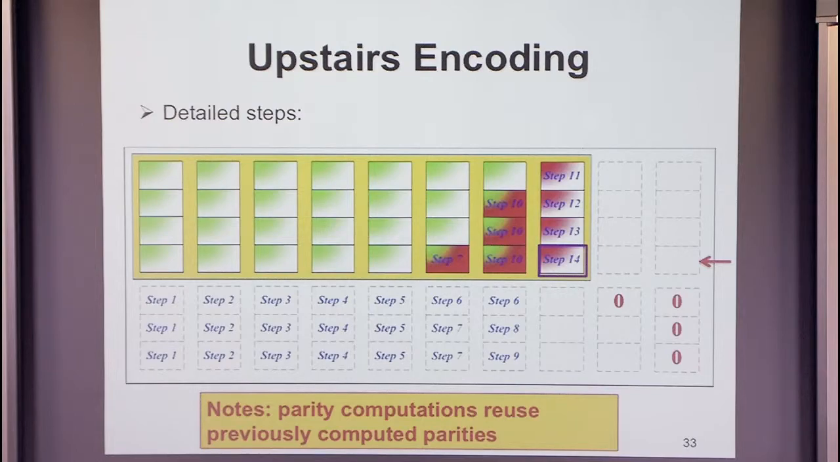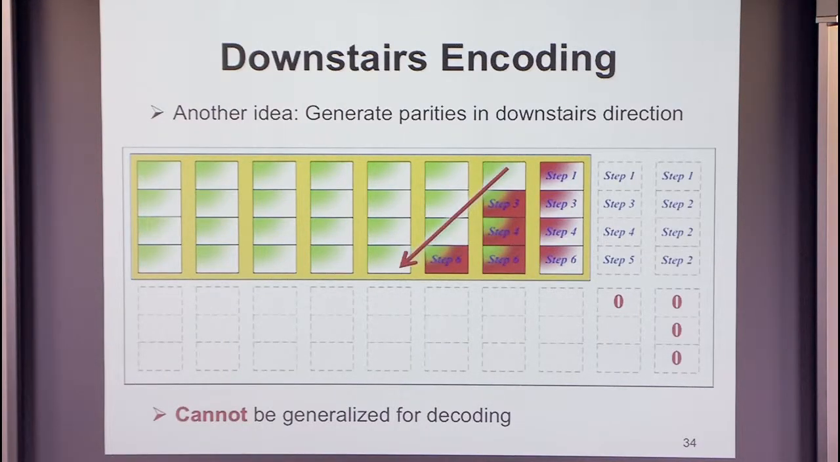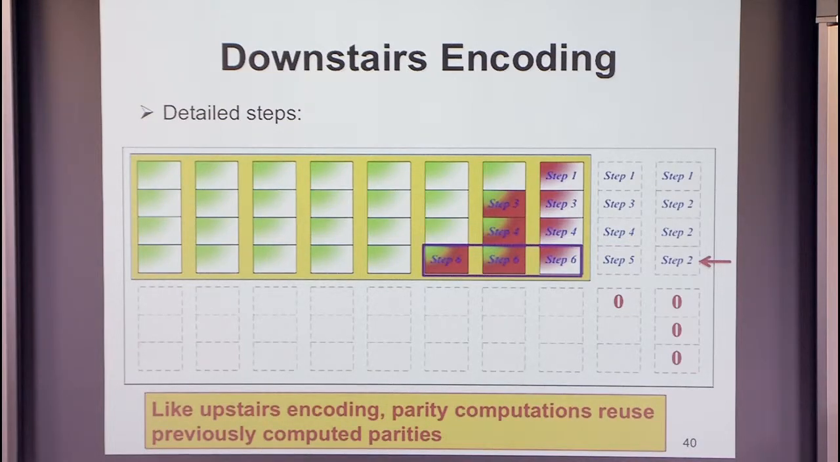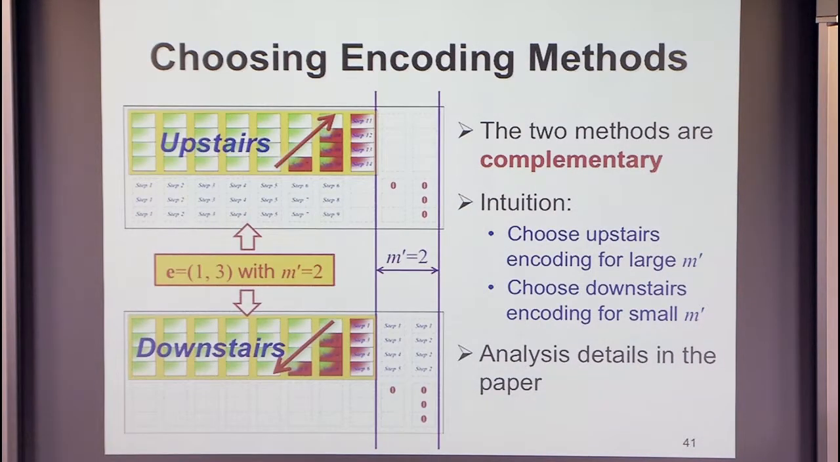One thing is, the parity computation is based on the previously computed parities, and we find that it will improve the encoding performance. The downstairs direction works in a very similar way. I won't go into the detail, but the main idea is you do it alternately to generate all these symbols. These two encoding methods give you the same result. You will generate the same set of parity symbols, but the performance is different, in the sense of the number of multiplications that you need to do.